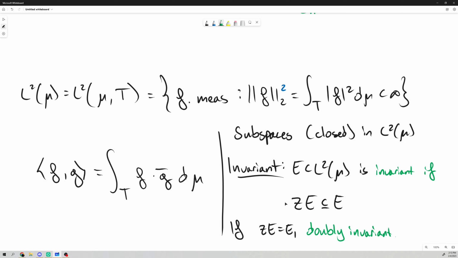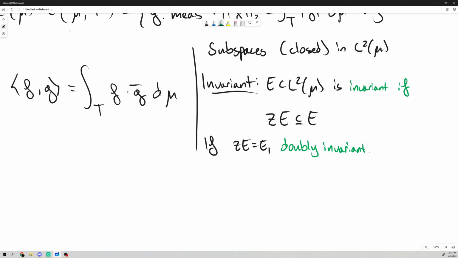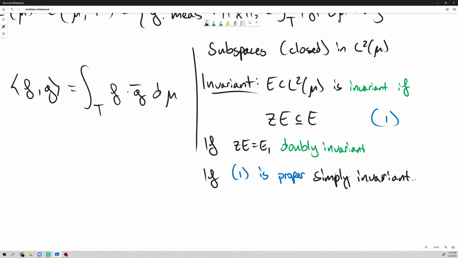But when it's the case that this inclusion is proper, we'll call this 1. So if 1 is a proper inclusion, this is called, let me make sure I get this, simply invariant, not singular invariant. Or you can say one invariant, which is why I was calling it singular invariant. So it's simply invariant if Z E is a proper subset of E, and it's doubly invariant if Z E is equal to E. But in general, if Z E is just a subset of E and we don't know anything else, you would just say invariant.